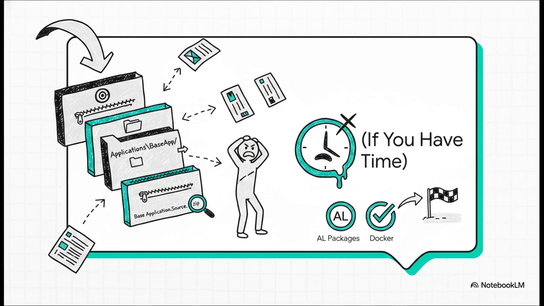This method involves downloading the massive Business Central on-premise installation DVD files. Then you have to extract that giant zip file. Next, you navigate deep into the folders to find applications/baseapp/source, where you'll find another zip file called baseapplication.source.zip. You unpack that second zip file, and finally, you locate the translations. It is a nested extraction nightmare that just eats up your valuable time. So do yourself a favor, stick to the AL packages or Docker methods whenever humanly possible.